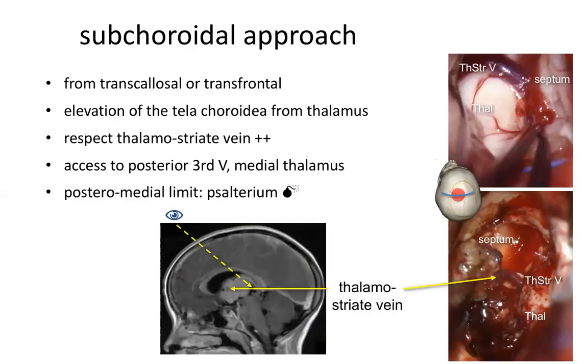Sometimes we have to extend the approach posteriorly by opening the choroidal fissure, by lifting the choroid plexus of the lateral ventricle. So this changes the approach from transcallosal to subchoroidal. We elevate the tela choroidea from the thalamus, and it's very important to respect the thalamostriate vein, and it gives access to the posterior third ventricle. And this way we have a tangential approach to the tela choroidea, and it gives access to the pineal region tumor, to the pineal region, and to the aqueduct.